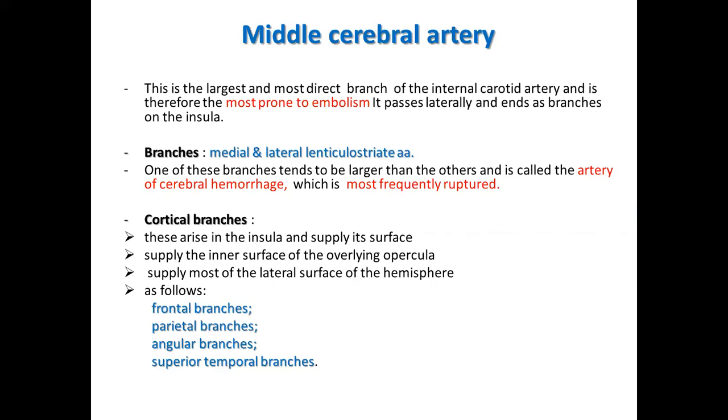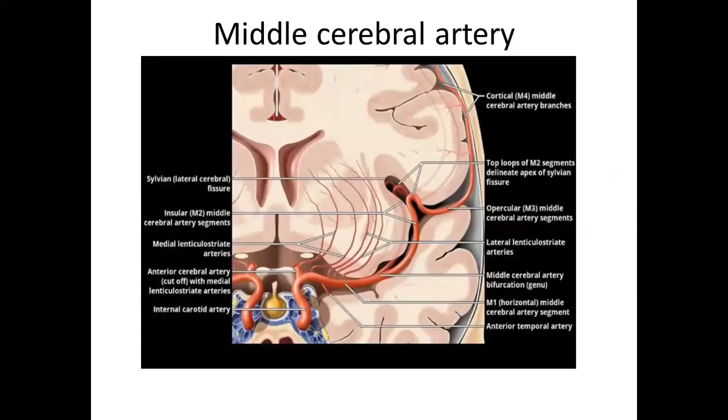The middle cerebral artery is the largest and most direct branch of the internal carotid artery. It passes laterally and ends as cortical branches, supplying the insula and operculum. Also, it gives medial and lateral lenticulostriate arteries.